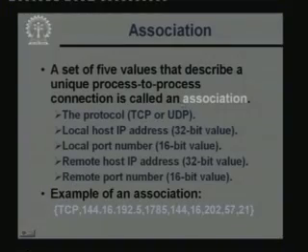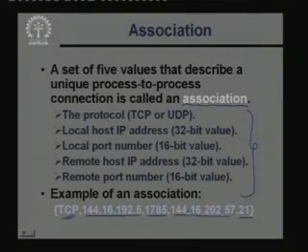Now, when a connection is established, we define something called an association. The association is actually a collection of these 5 things: the protocol, TCP or UDP, local IP address, local port number, remote IP address, remote port number. The example of an association is this: TCP, local IP, local port, remote IP, remote port. These will be dots. Okay, fine.